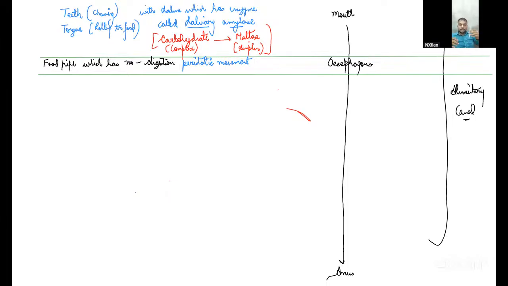What is a peristaltic movement? See, this is my pen. I'm eating this. So now this has become food and this is my esophagus. So peristaltic, see my camera. Peristaltic movement is a movement in which rhythmic contraction and relaxation occur. For example, this is relaxation and this is contraction. The food will go forward, then contract, then relax, then contract.